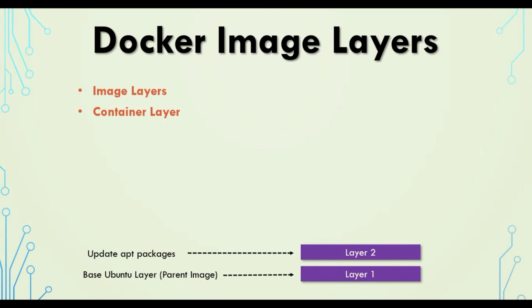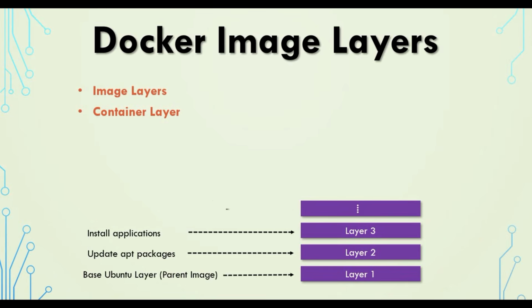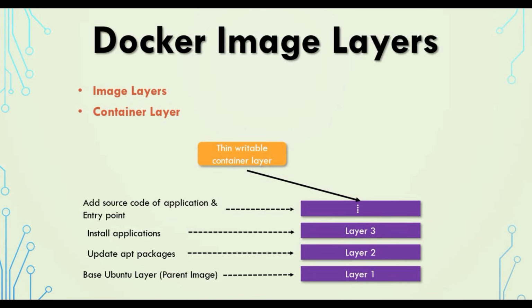We have a second layer for updating the packages. In our Dockerfile, we'll write a command to update the packages, and that will be created as a second layer. Now we will have a third layer for installing our application. We have a command in our Dockerfile telling that you need to install this application, and that will be created as a separate layer. In the same way you can have different layers, like adding the source of your application, the entry point, and all those things.